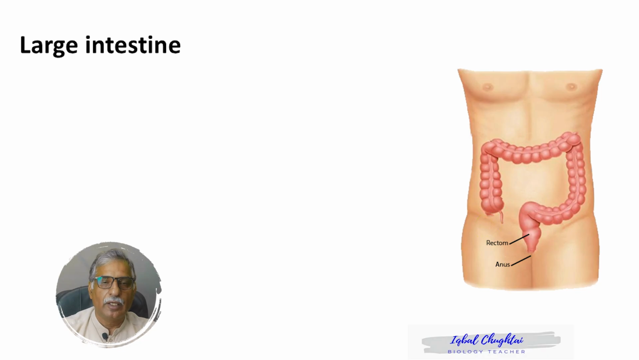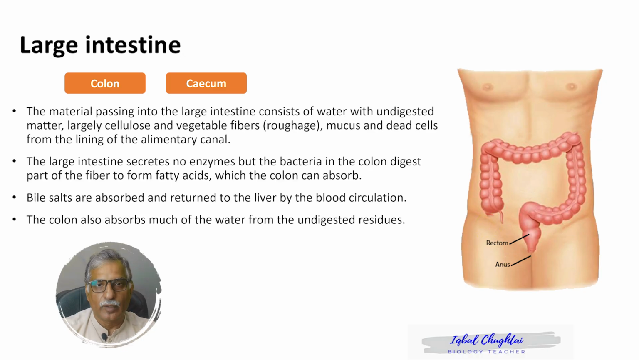The large intestine has two segments, the colon and the cecum. In the large intestine, there is no food digestion and there is no absorption of the digested food. That's why the large intestine's inner wall is smooth. It is not projected into villi or microvilli, just like in the small intestine. Its inner wall is smooth, and it is only meant for the absorption of water and minerals from the residue.